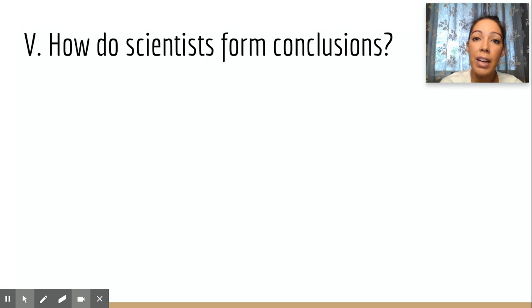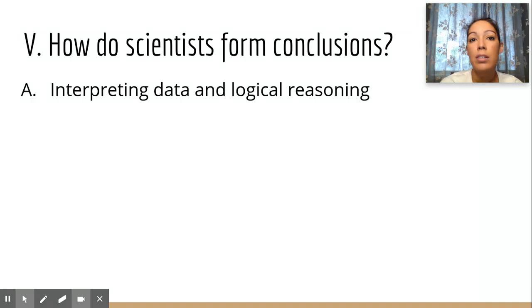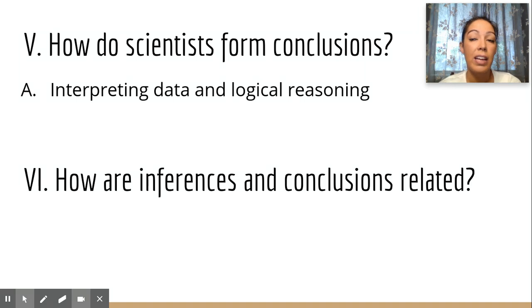So how do scientists form conclusions? Scientists can form conclusions by looking at the data that they collect. So analyzing their dependent variable, looking at that data table and that graph, and then seeing, does my data support my hypothesis? If it does, then great. If it doesn't, then what do I need to do a little bit differently? How do I need to go back and retest or reanalyze or replan my whole investigation? So interpret that data and use my logical reasoning. What do I need to do from there?